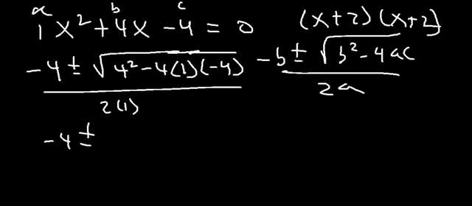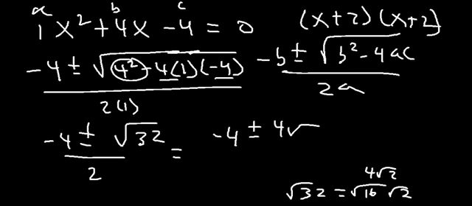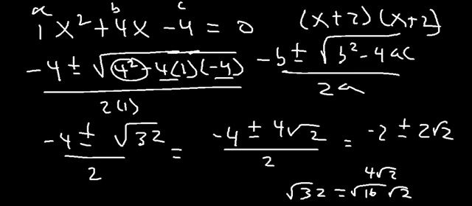So negative 4 plus or minus the square root of 4 squared, which is 16. Negative 4 times negative 4, that's 16. So here we have the square root of 32 over 2. The square root of 32 can be broken down into root 16 times root 2. And the square root of 16 is 4. So we get 4 root 2 divided by 2. So our answer is negative 2 plus or minus 2 root 2. So we have two answers. Negative 2 plus 2 root 2 and negative 2 minus 2 root 2.